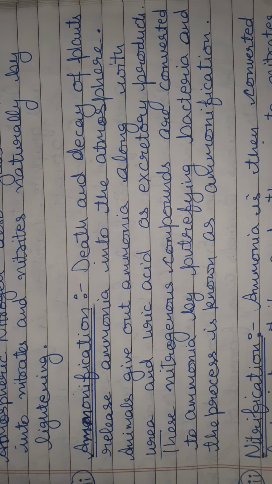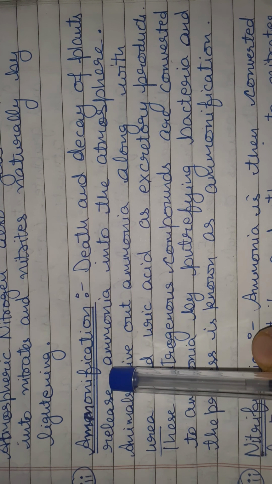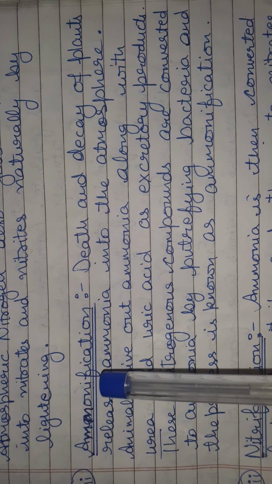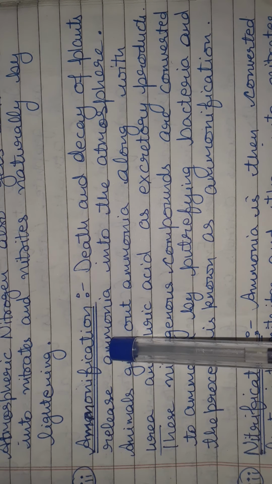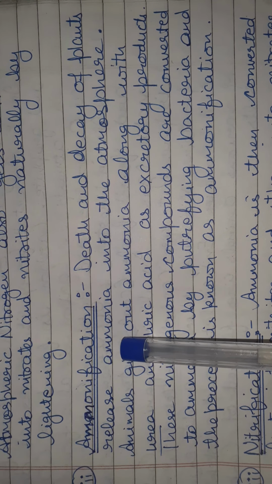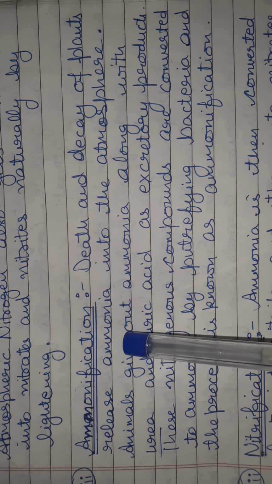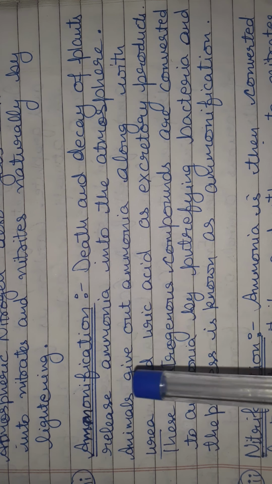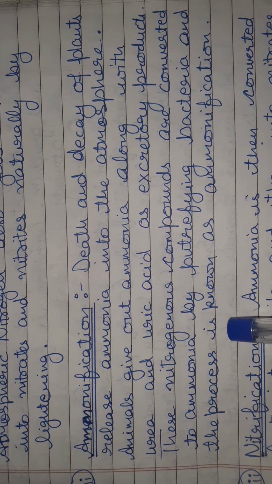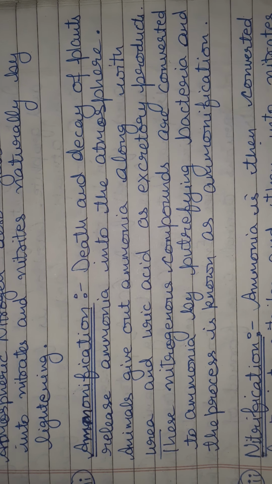That means in this process, that is ammonification, the nitrates and nitrites which were formed in the first step, which is nitrogen fixation, are converted to ammonia by putrefying bacteria, and this process is called ammonification.